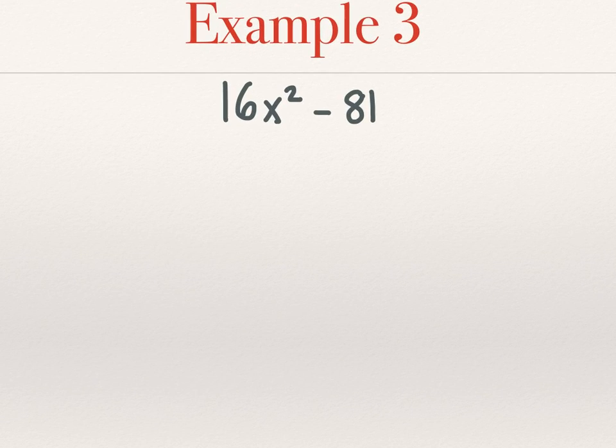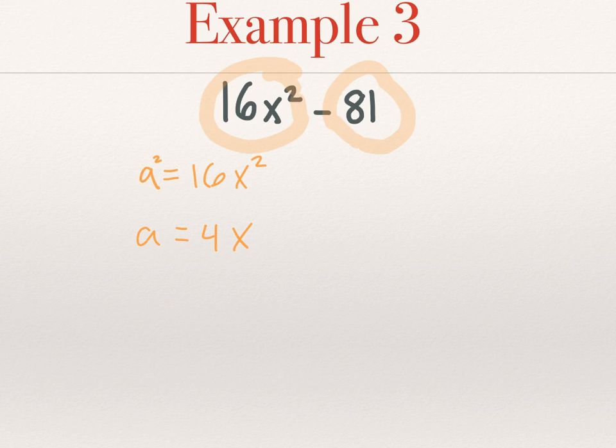So we use that same formula we had before because we have two terms, and those two terms are both perfect squares. So we have a squared is equal to 16x squared. So what is our a equal to? 4 what? 4x. Our a always has that x in it. And then if b squared is 81, what's our b? 9. Perfect. So our parentheses go a plus b, then a minus b.